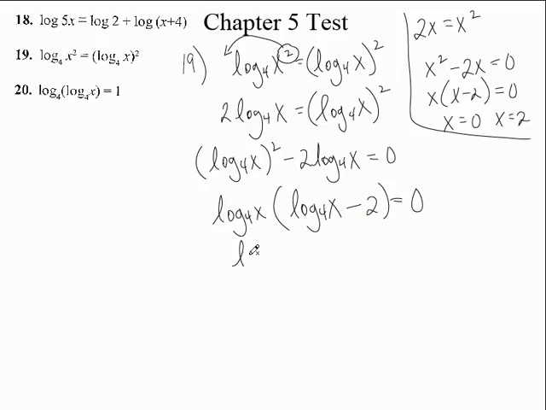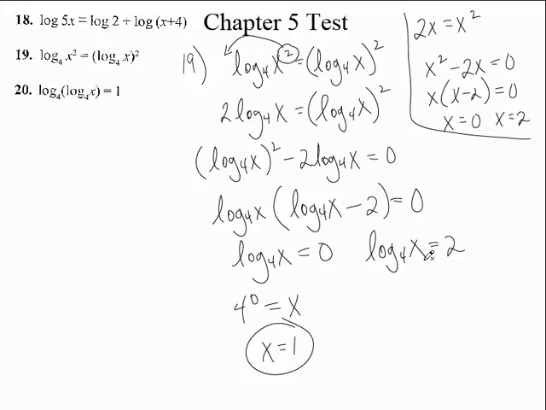Set them both equal to 0. Log base 4 of x equals 0, and log base 4 of x minus 2 equals 0. We just equal it to 2. Watch this. 4 to the 0 equals x. Change it from logarithmic to exponential, so x is 1. Do this. 4 to the second equals x, so x equals 16. That's how you get those two answers.